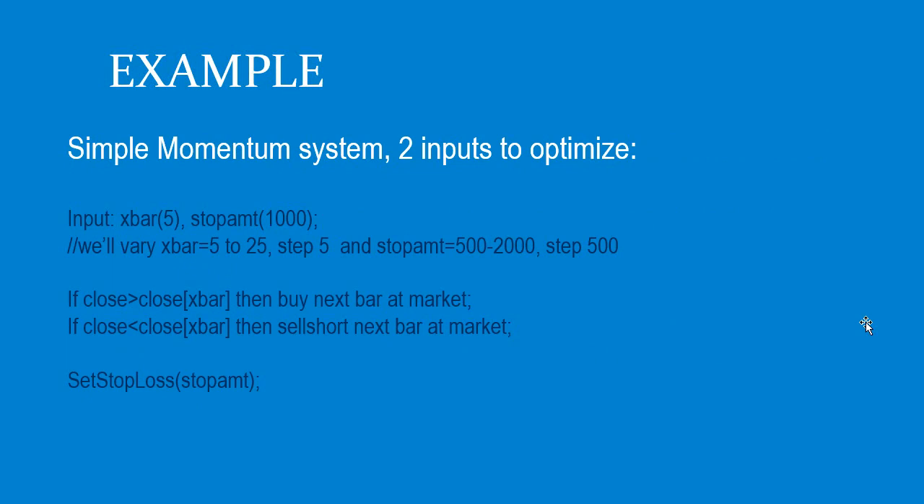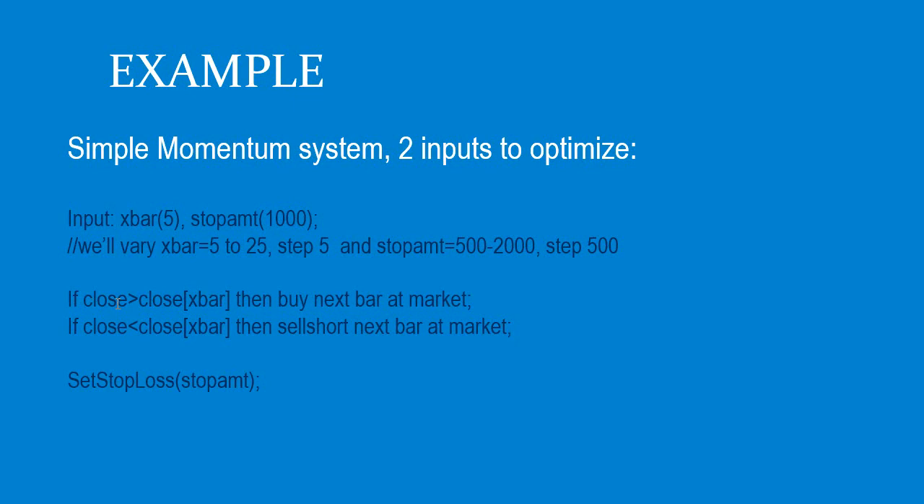Okay, so let's just take a simple example. We have a simple momentum system with two inputs to optimize. This is all TradeStation code, but you should be able to follow along no matter what language you use. My inputs are X bar, which are the number of bars back, and you'll see that in a second, and my stop amount, which is just $1,000. So I'm going to vary this X bar value from 5 to 25 in steps of 5, and I'm going to vary the stop loss from $500 to $2,000 in steps of 500.